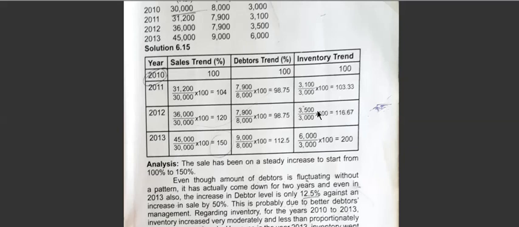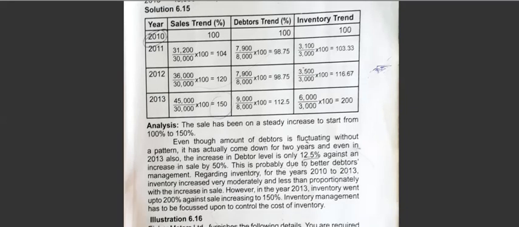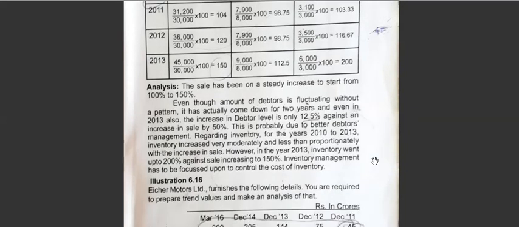But debtors, there are debtors here. The debtors are also increasing. It means that they are selling the goods on credit, proportionately on credit. So that is what is written here. The sales are increased, inventories are increased, debtors are increased.